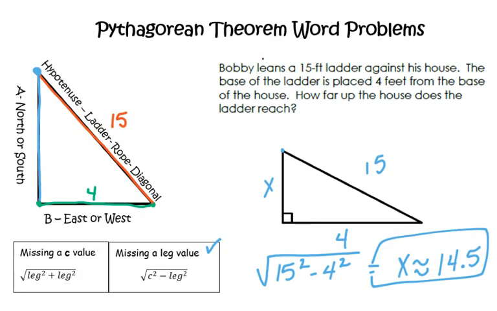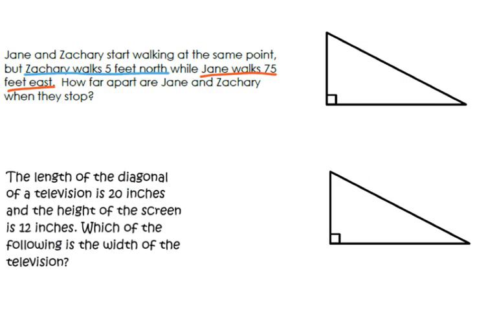And so if you look back at the diagram, the bottom leg of your right triangle is going to be moving east or west. Your upright leg is going to be north or south. So A is moving north or south, B is moving east or west. So Zachary walks 5 feet north, so if they both start at that right angle, Zach's going to walk 5 feet north. Jane's going to start at the same point, but she's going to walk 75 feet east.